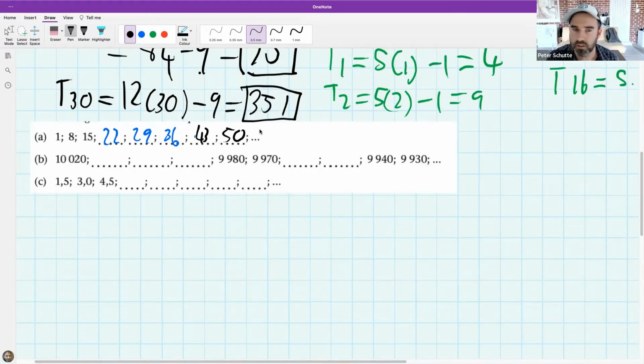I see a couple of answers are coming through. So this number pattern is going up in sevens. The constant difference or the step size is 7. Now, can you build me a formula?